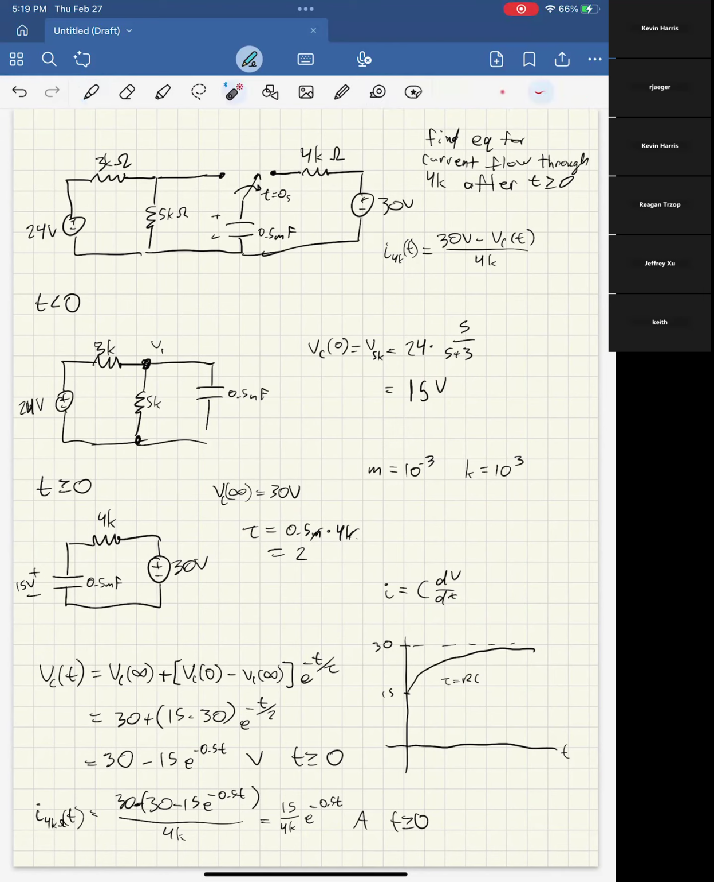That's not a resistor, that's just a squiggly wire. And this is going at t equals 0 seconds.